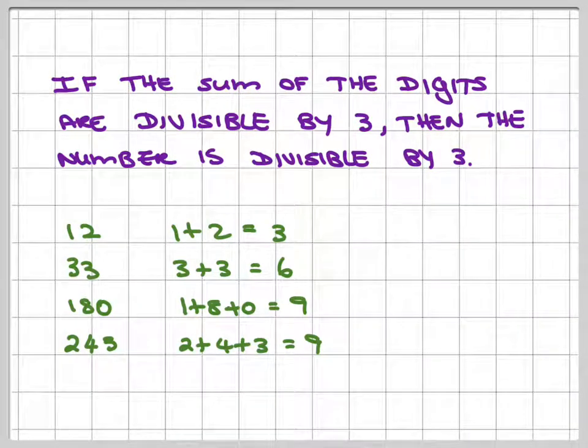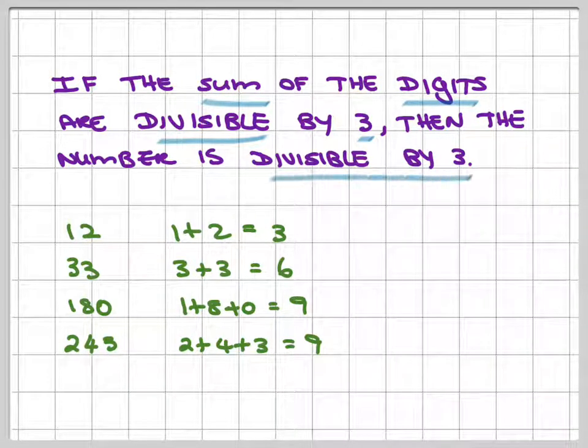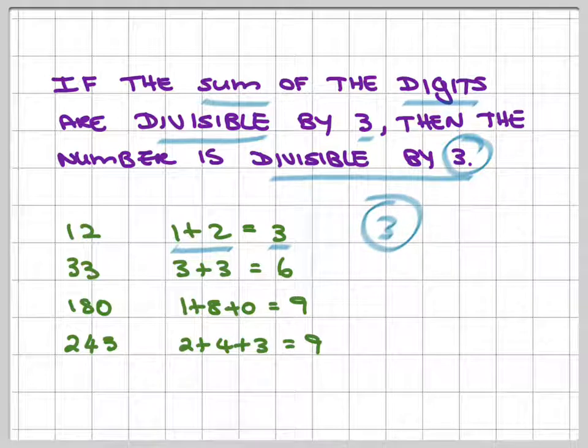Then, if the sum of the digits is divisible by 3, then the number is divisible by 3. In other words, 3 will be a factor. So let's look at some examples, because this is a bit of a mouthful here at the top. The sum means if you add up the digits. The digits of 12 are 1 and 2, so we add 1 plus 2 equals 3. 3 will be a factor there.